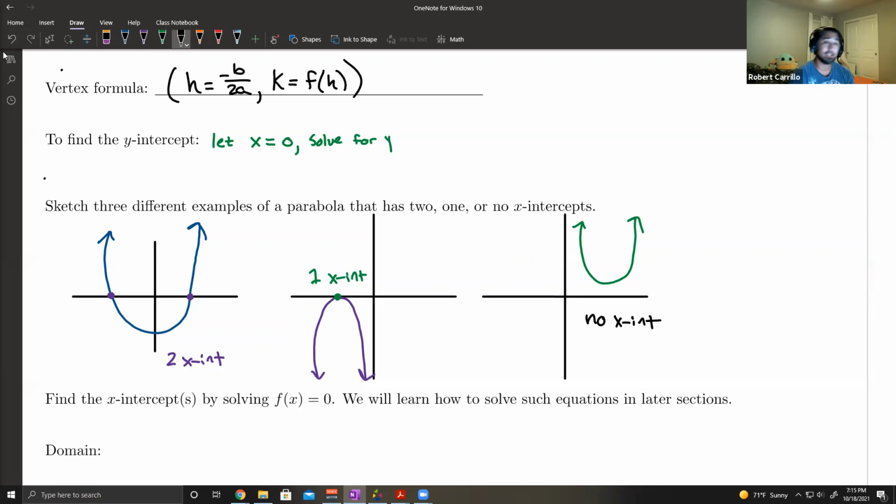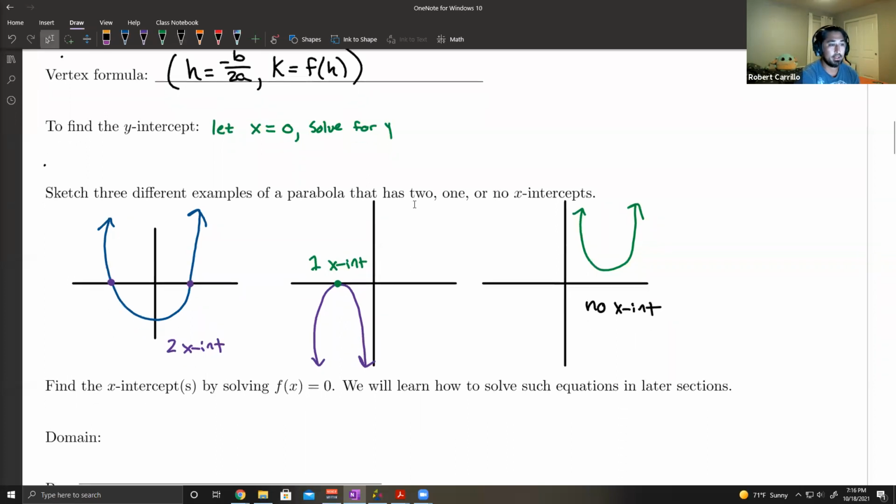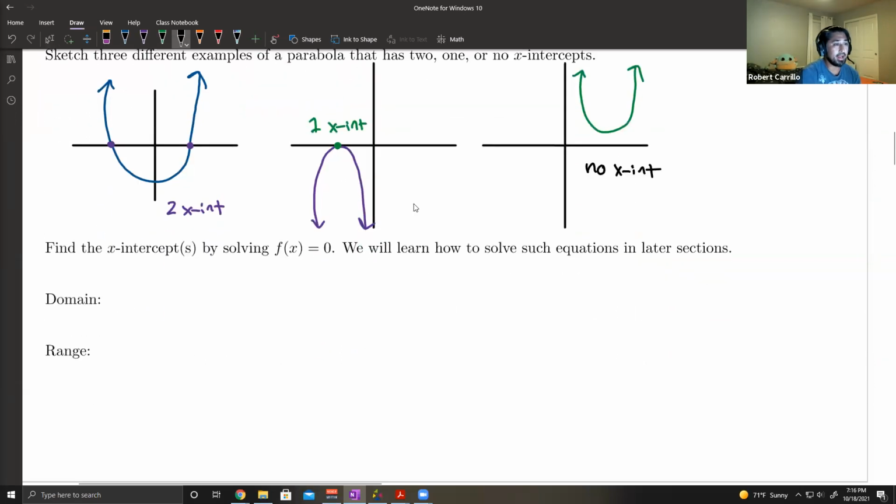Okay, there you go. So just like I said, parabolas may have 2 x-intercepts, 1 x-intercept, or no x-intercepts. It all depends, again, on the equation. All right. Now, what's this say? Find the x-intercepts. We know to find x-intercepts, we let y equal 0, and we solve for x. But apparently, we are not going to be finding x-intercepts in this lesson. I think we'll do it in another lecture.